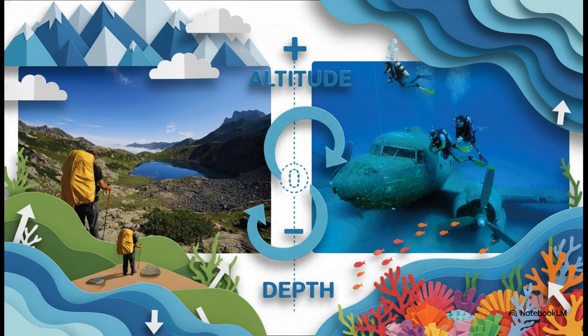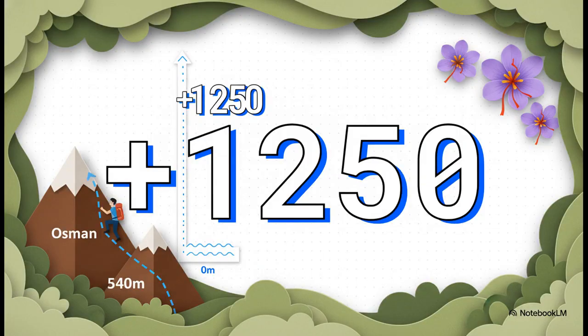Now, what's really interesting here is that even though they are exploring in completely opposite directions, their locations are handled by the exact same mathematical concept. Let's tag along with Osman first. According to our source, he starts his climb at an altitude of 540 meters. He's pushing upward, specifically hunting for this regional saffron plant. And when he finally spots it, he's all the way up at 1,250 meters.